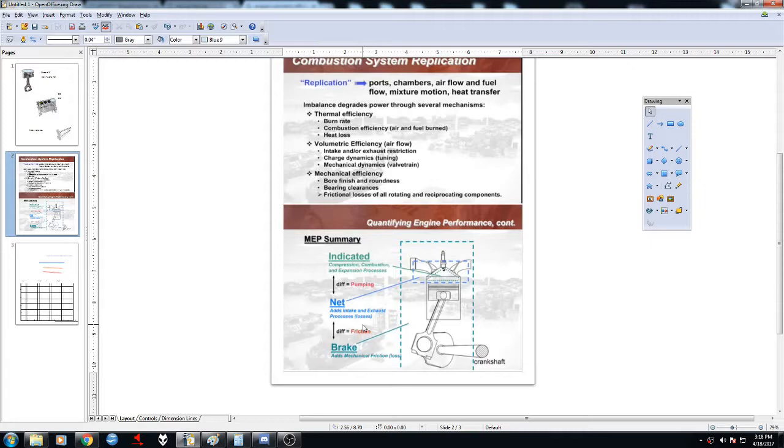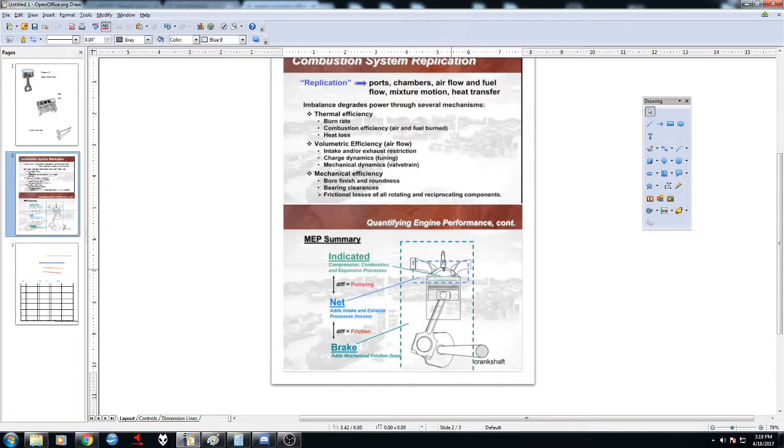Definitely we get friction. So whatever is left after those 2 losses is brake mean effective pressure, and that's the useful pressure that is actually doing the work on the crankshaft, not the pressure that just got in here from exploding the fuel inside the cylinder.